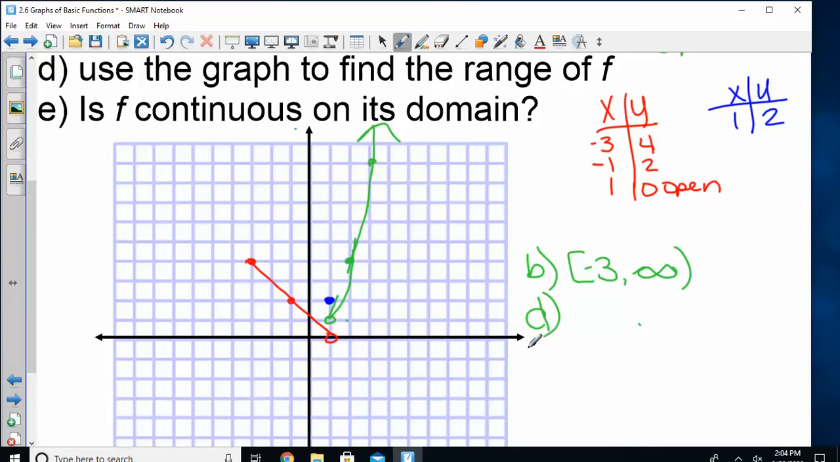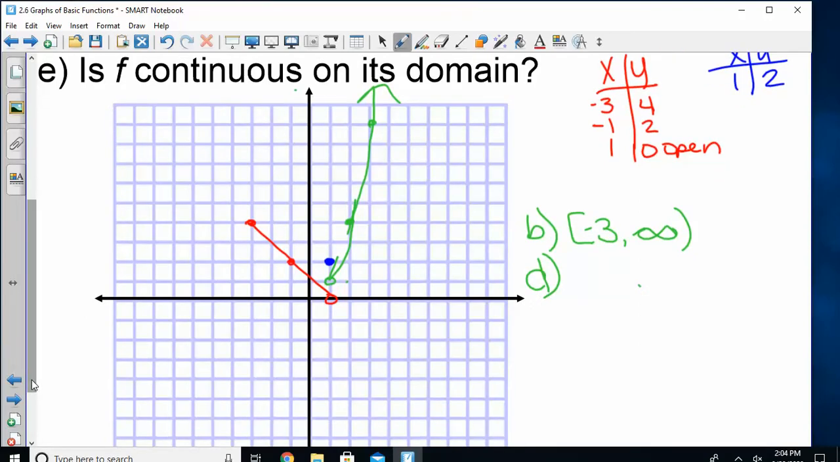Part C was the graph. D was the range. So if I'm starting at the bottom, my lowest value is 0. We don't hit it, so that's just a parenthesis. Comma. Okay, the red one hits everything until you get to here. The green one's still going up forever. Positive infinity. Okay. E. Is this entire graph continuous? No. We have a break in it. We could give sections that were continuous, but overall it's not.